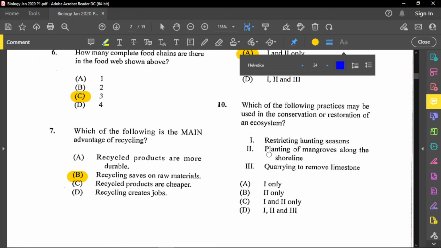And it said the quarrying to remove limestone. If you're going to quarry and remove limestone, that's not a good thing. That's actually destroying it. So here we're going to look at 1 and 2, and so 1 and 2 is going to be D. All right, C, not D, C. All right, you're right. So 3 is not included. All right, so let's go to question number 11.